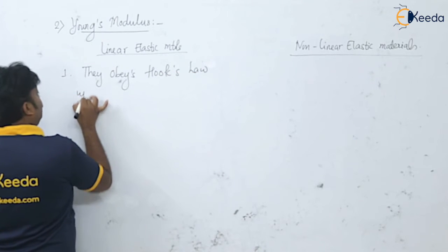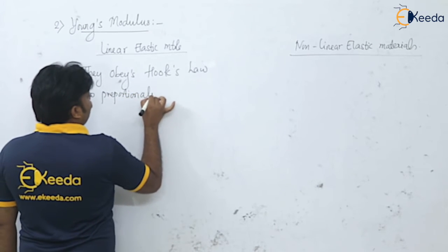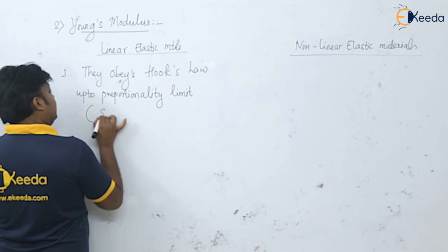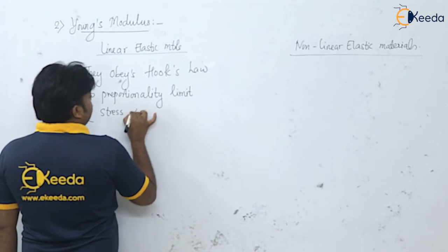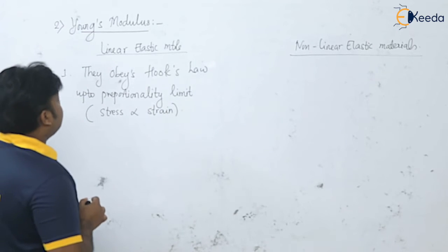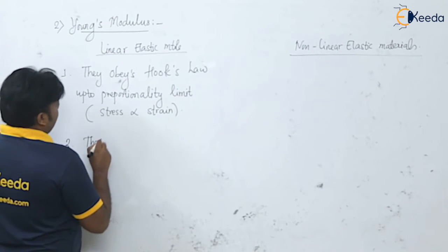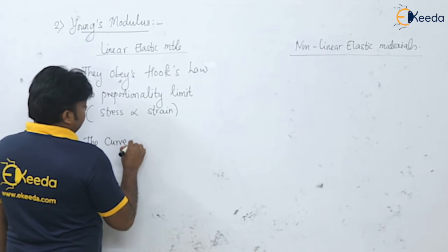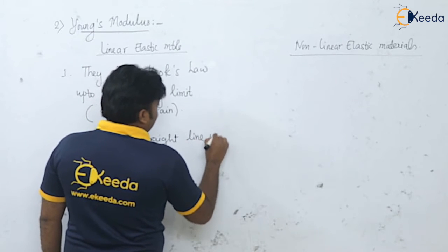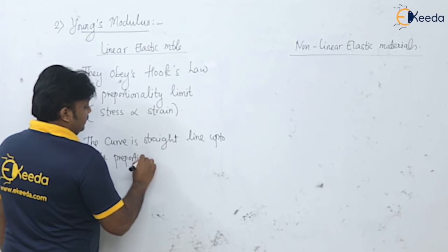Up to where? Up to the proportionality limit. That is, up to the proportionality limit, stress is directly proportional to the strain. We know it, isn't it? And if we look at this curve, how does it look? The curve is a straight line up to the proportionality limit, isn't it? Yes.